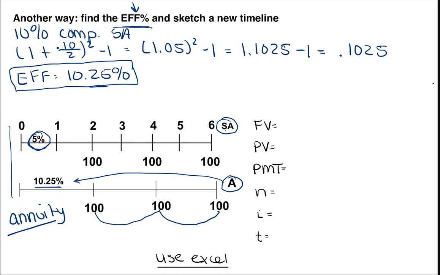But remember, we can only use the annuity function if our payments are exactly the same. If this were an uneven cash flow, with different amounts, we could not use the annuity function. We would need to calculate each cash flow separately, or use the net present value function in Excel. I'm sorry, not for future value, only for present value.